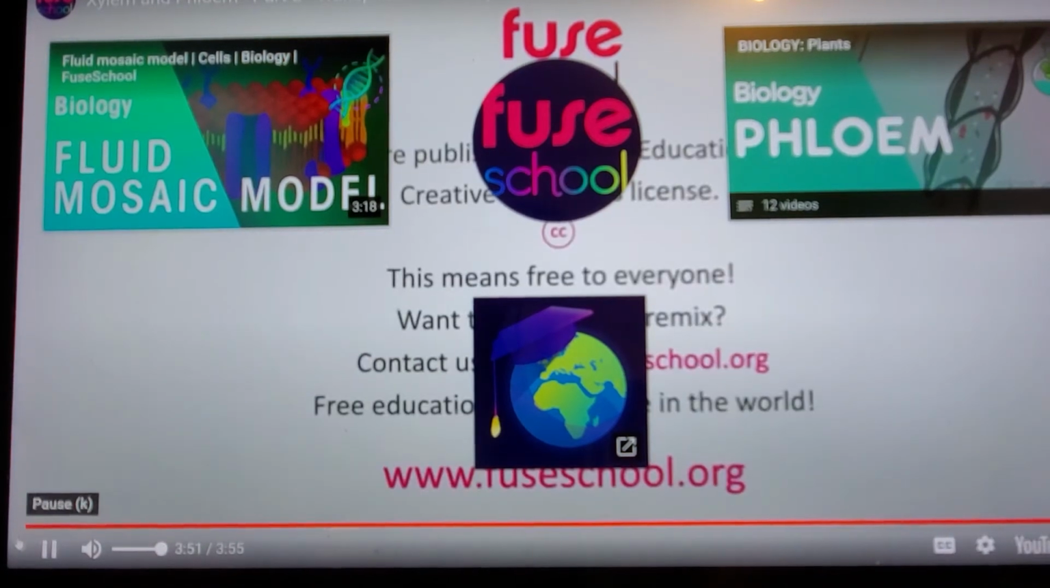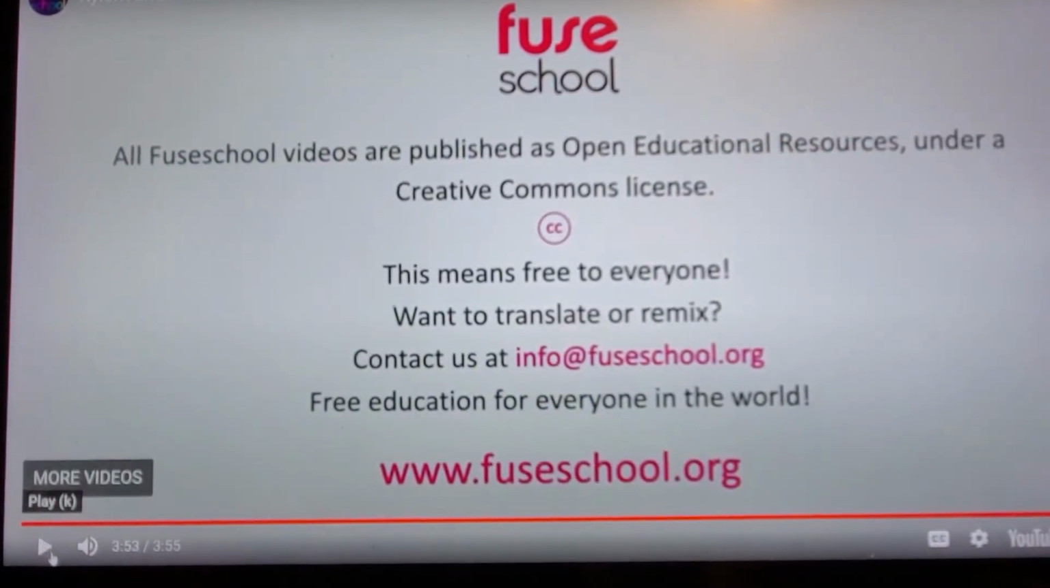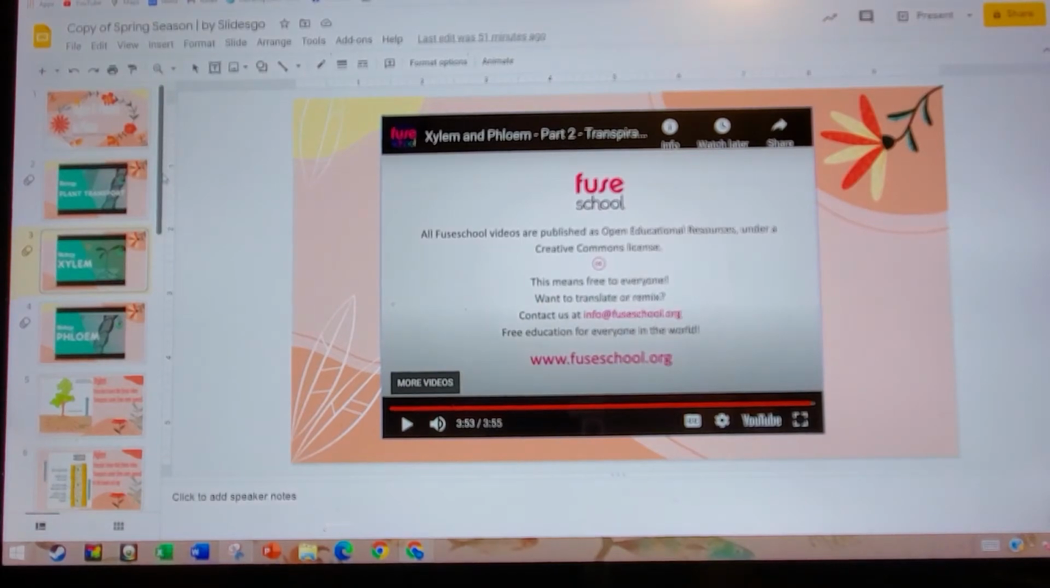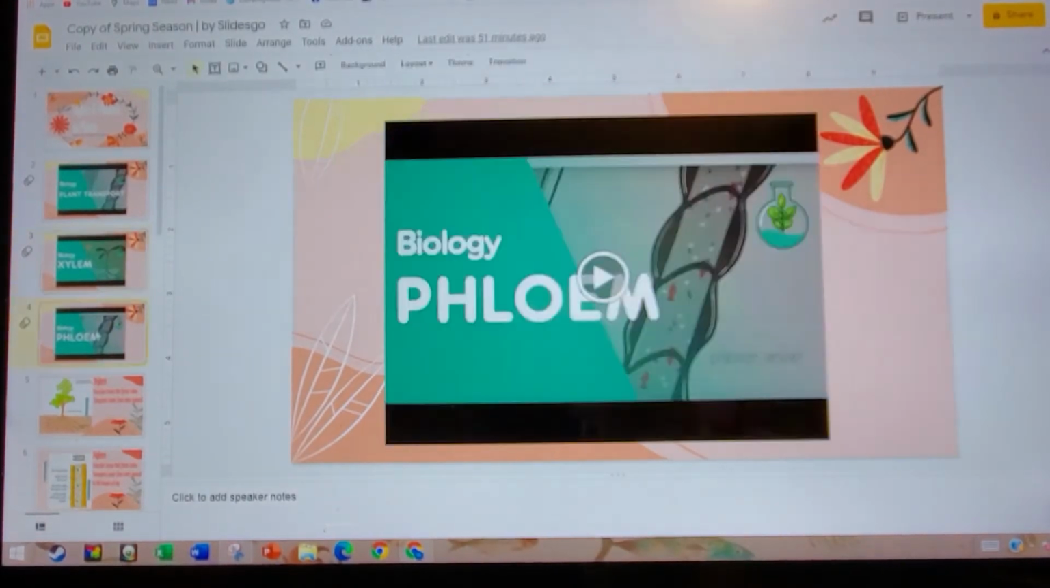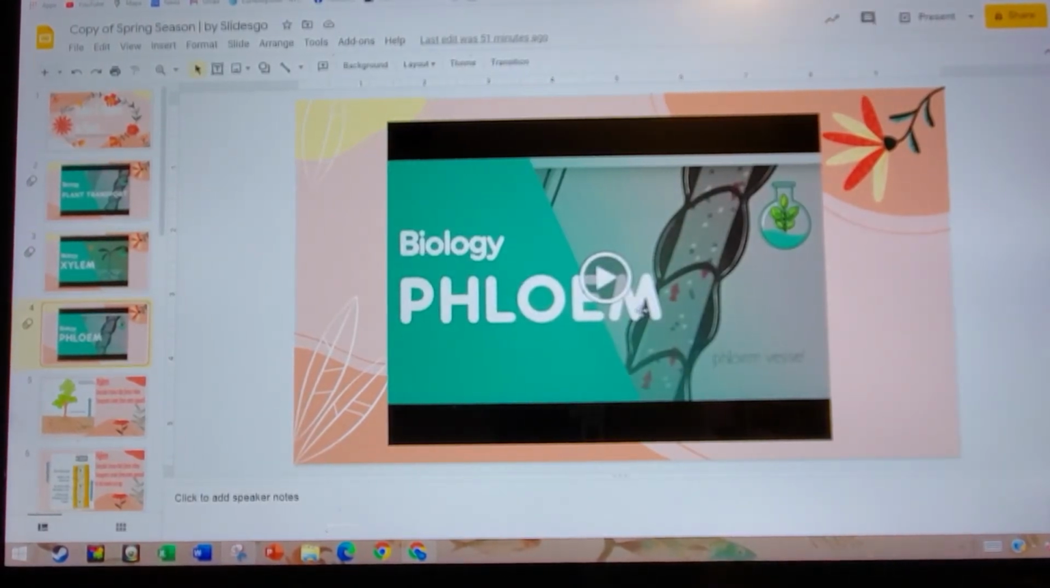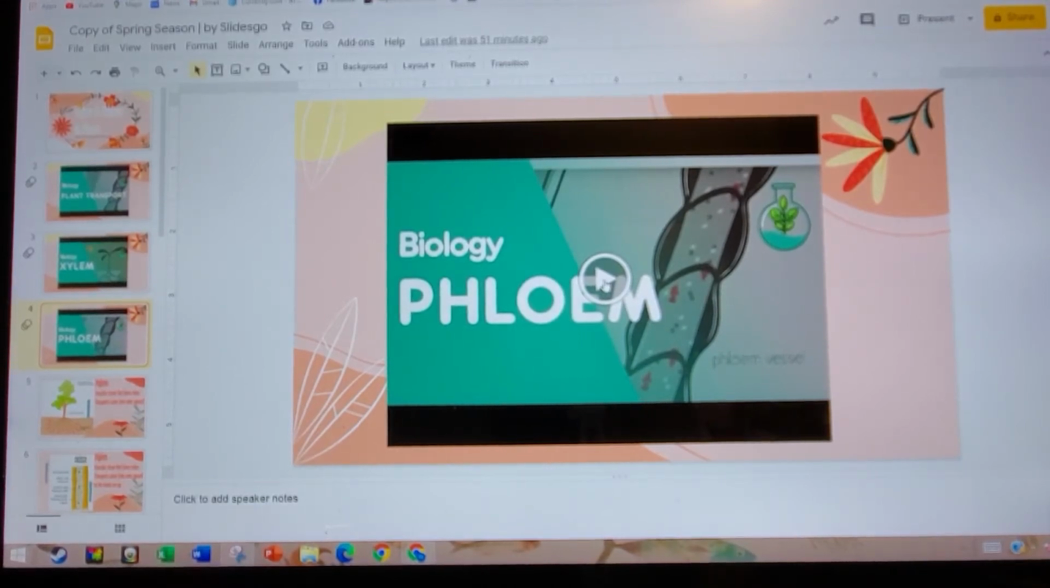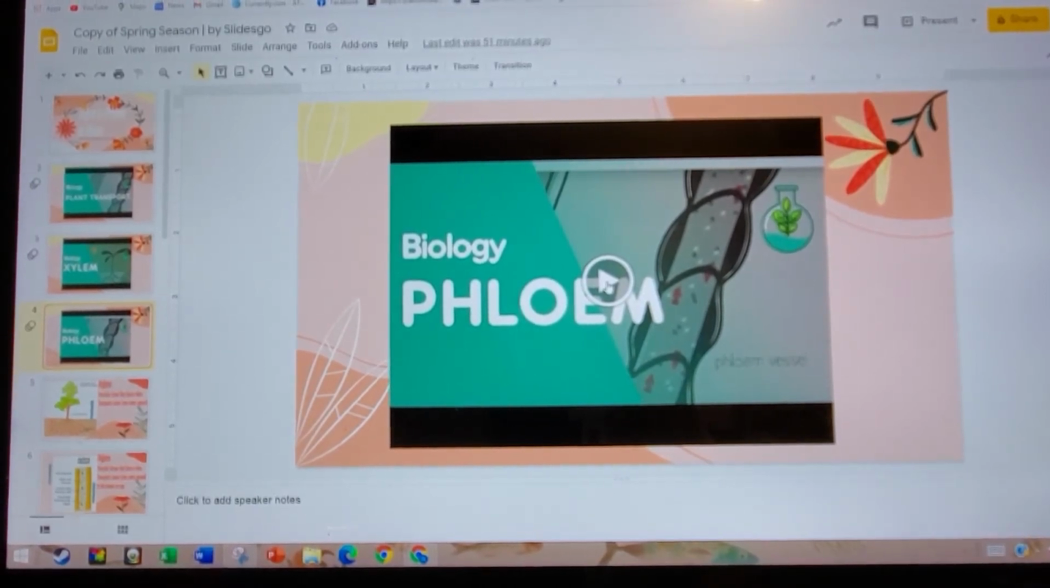Alrighty, so let's look at the other part of this, which is the phloem. Xylem moves water, and the water only moves up, but phloem moves food, the glucose, all over.